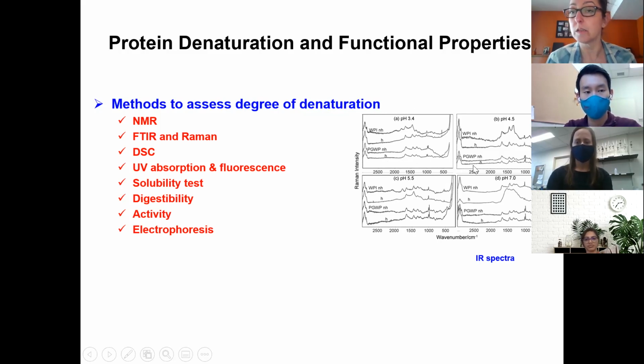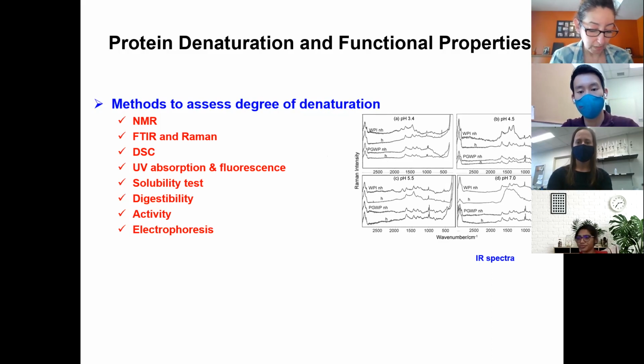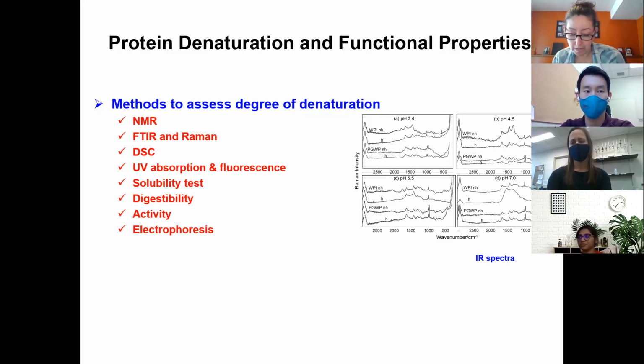So you can see that you can evaluate the protein denaturation based on the shifts in the bonds and new bonds formation and removal of some ionization as well. So you can look at ionization state, you can look at new bonds formation, and you can look at shifts in different bonds as well.